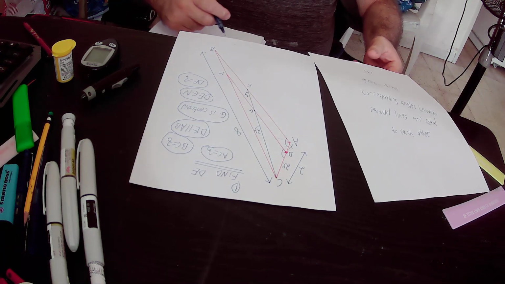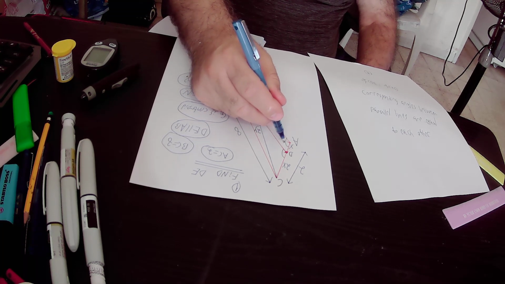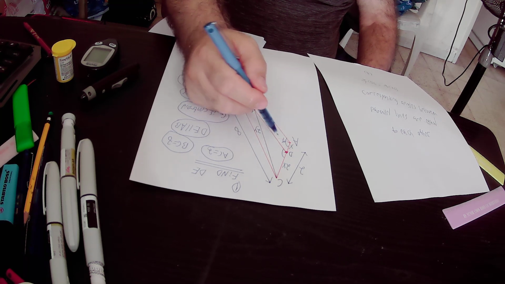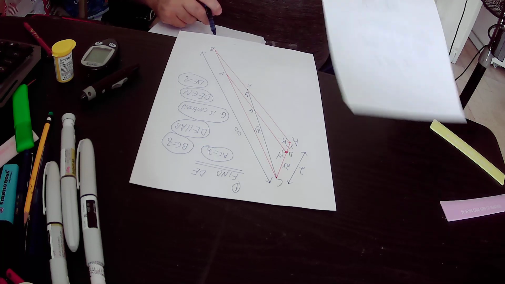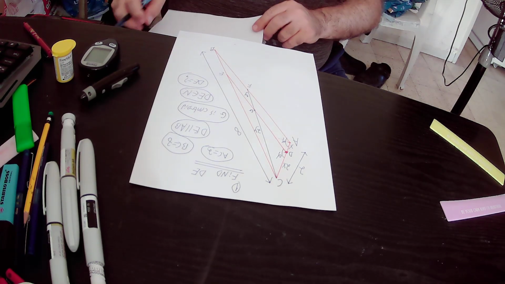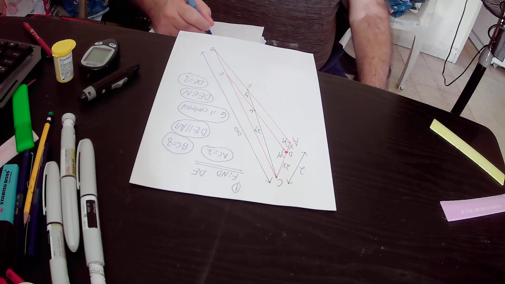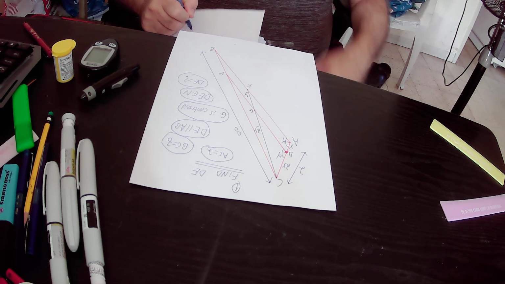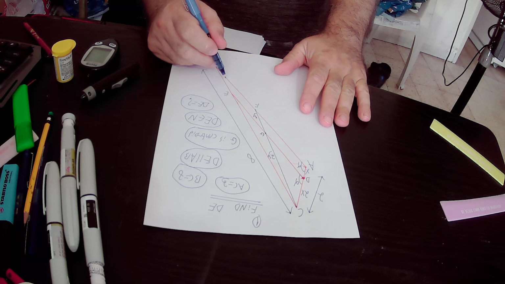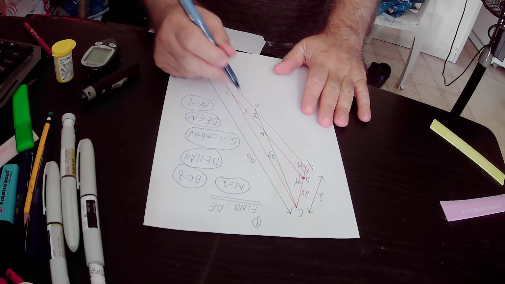So if angle CAB equals alpha, then angle CDE will be also equal to alpha because those two angles are equal to each other. And for the same reason, angle CBA equals angle CED. Angle CBA, this angle, is equal to angle CED, this angle.